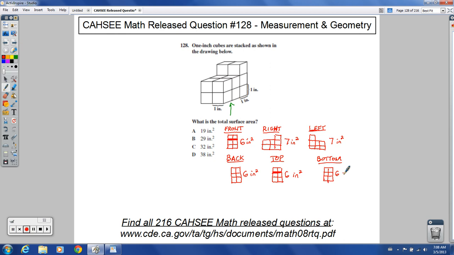So all that together, we're just going to add those numbers together. So the total surface area is going to be 6 plus 6 plus 6 plus 6. There's 4 6s and 2 7s. So another way to think of that is 6 times 4 and 7 times 2. That's 24 plus 14, which gives you a grand total of 38 inches squared. Number 128, that is choice D.